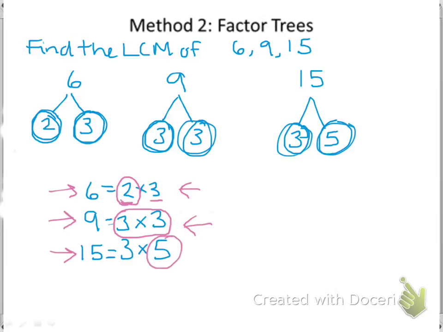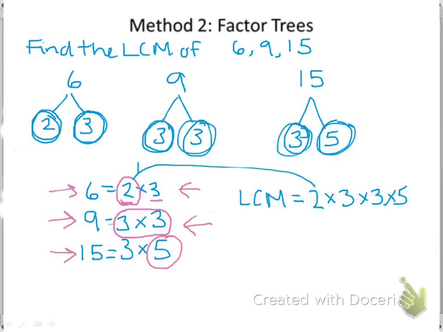Now our last step is to multiply all the circled factors. So to find our LCM is equal to 2 times 3 times 3 times 5. How did I get that? I took the 2 from this 2 here. The 3 times 3 is here, and the 5 is right there. So I took all our circled numbers and I'm multiplying them together.